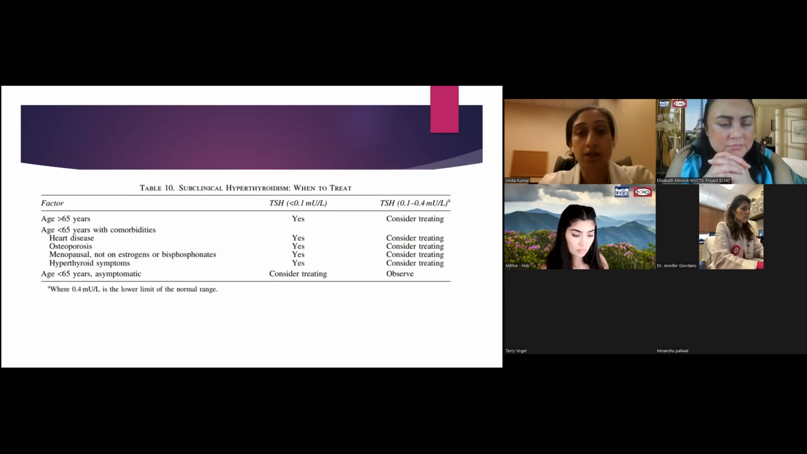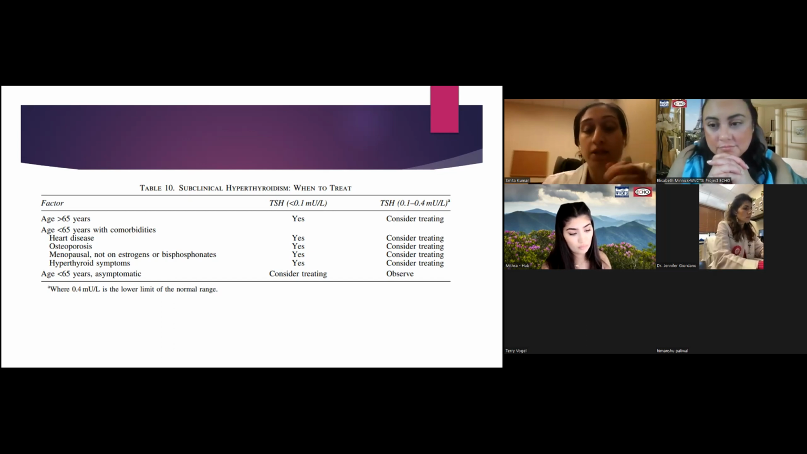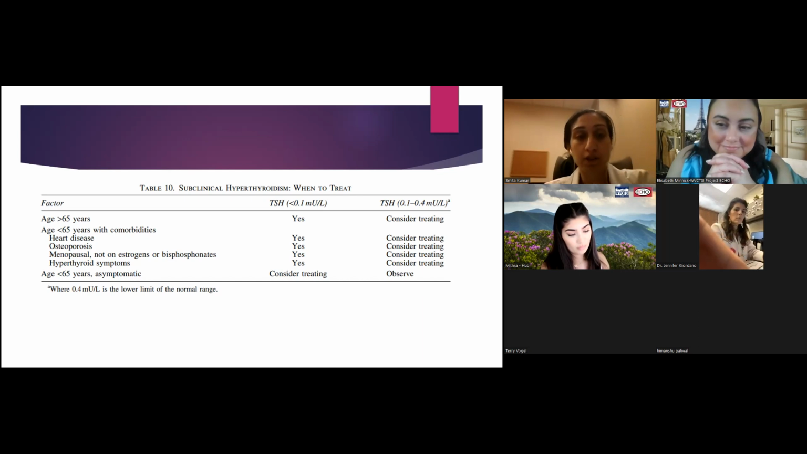I think this next slide is actually a good chart to refer to. This is in the ATA, or the American Thyroid Association guidelines, and this is when to consider treating subclinical hyperthyroidism. So in patients who are greater than 65 years of age, if their TSH is suppressed below 0.1, you want to treat them. If their TSH is slightly higher than that, so 0.1 to 0.4, and they're elderly, you can consider treating them or you can consider watching them.